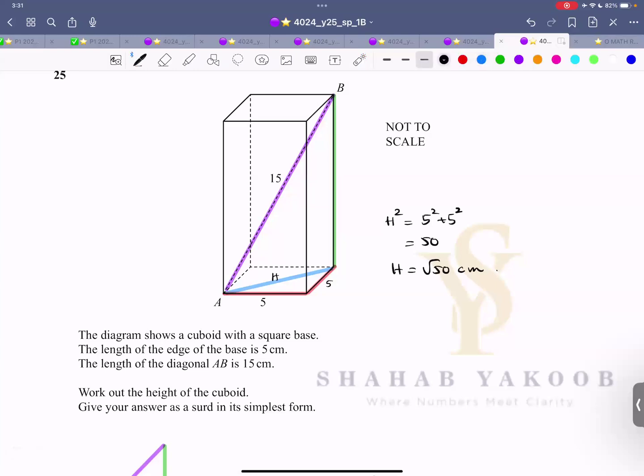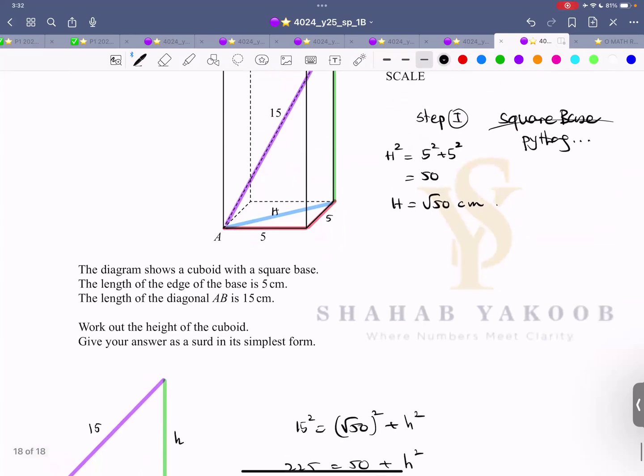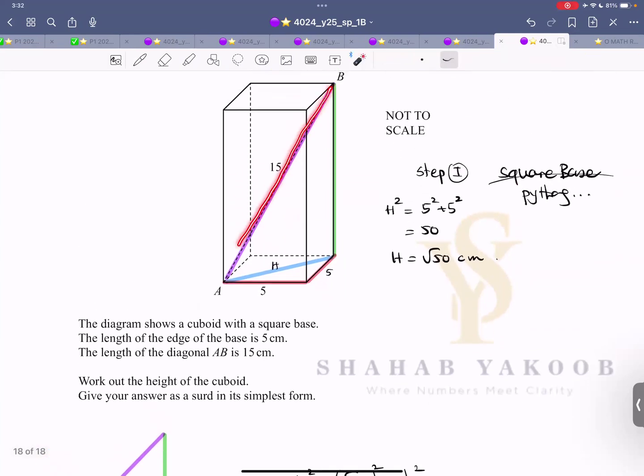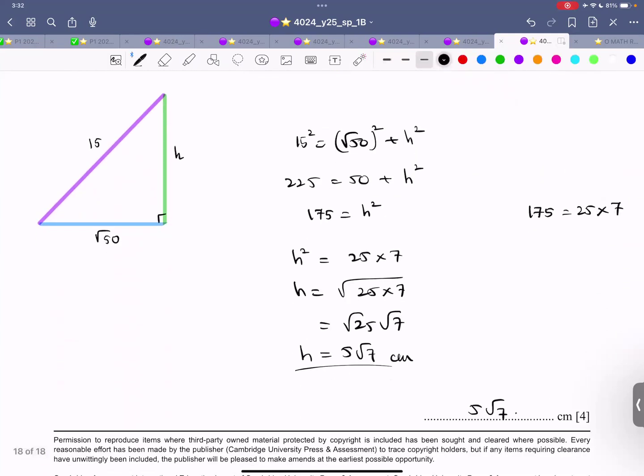So this is step number 1. Step number 1, that is the square base. And what are we applying? We are applying Pythagoras theorem. Then look at this thing. This is 15. This forms the base. This is the height. So now the triangle is right over here. This is step number 2. That is applying another application of Pythagoras once more. And then 15 square is root 50 square. So there was no need of writing as a surd over there. This is perfectly fine because the square root disappears.